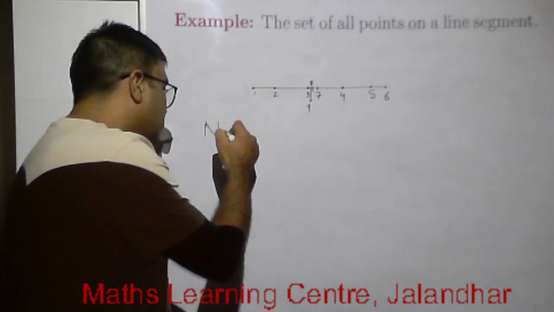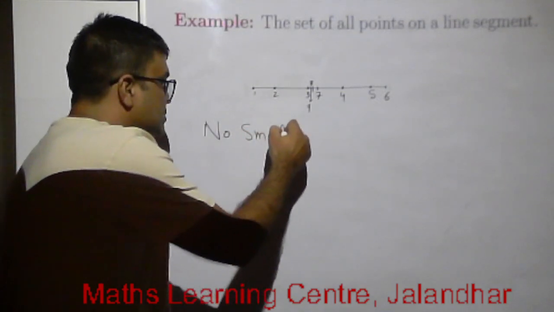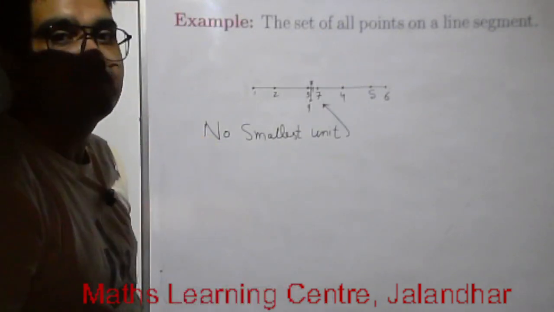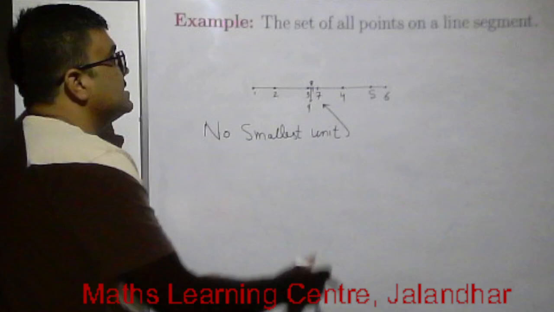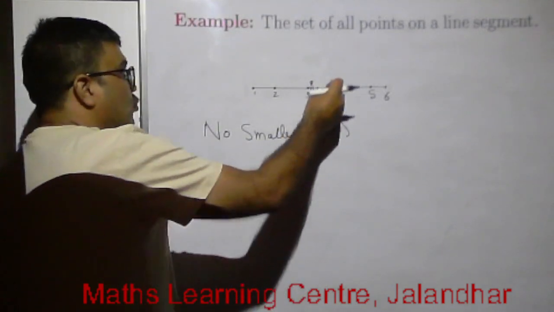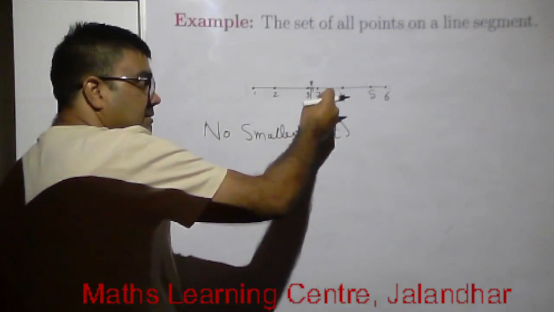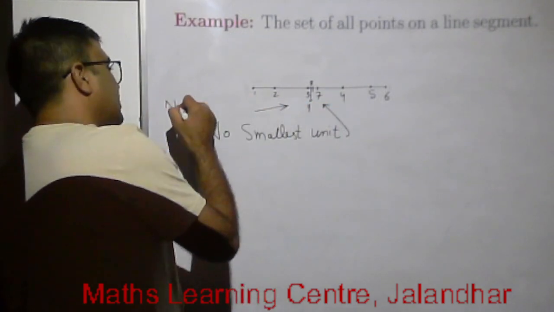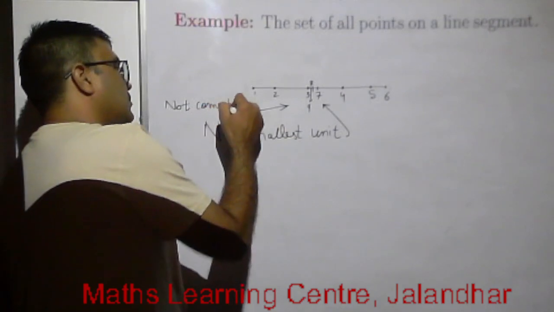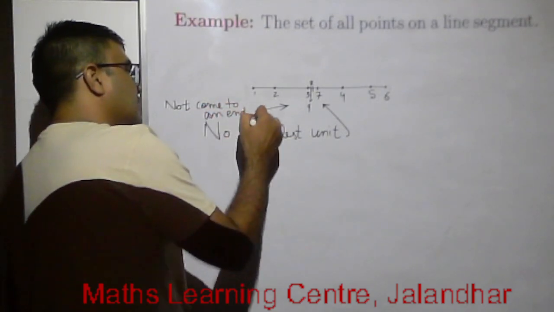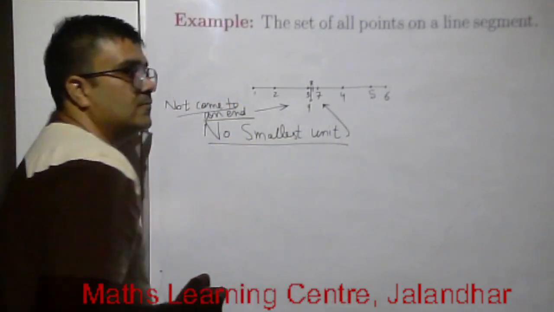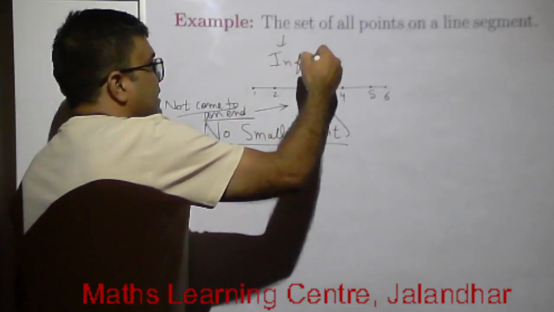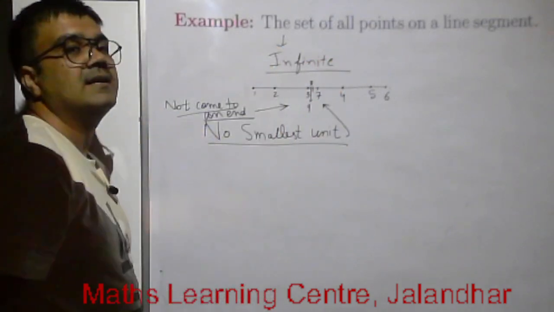We have no smallest unit over here. That is, we can continue obtaining more and more points in between over here. So the process of counting the number of points will not come to an end because there is no smallest unit over here. So we are saying that this set is an infinite set.